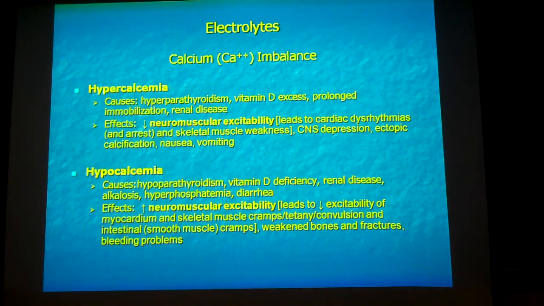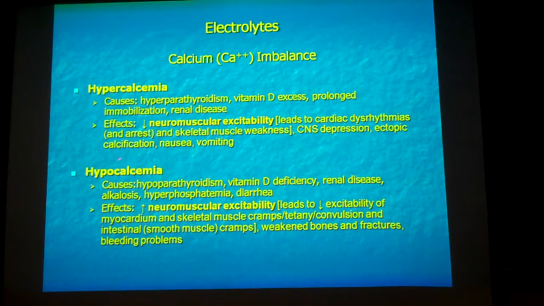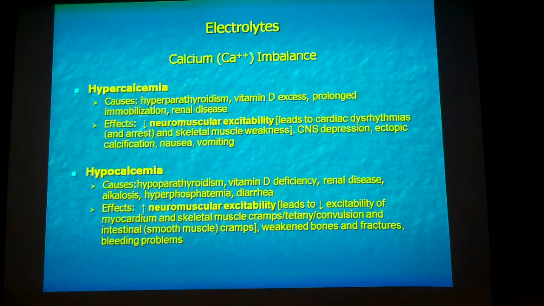So think of this in opposites. Hypercalcemia causes decreased neuromuscular activity, as compared with hypocalcemia, which causes the opposite, increased neuromuscular excitability. What are some causes of hypocalcemia? Well, look at these and then look at these. Hypoparathyroidism, vitamin D deficiency, of course renal disease will cause it too, alkalosis will cause it, hyperphosphatemia, diarrhea.